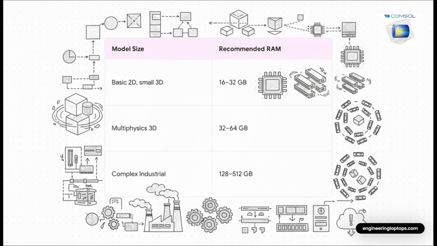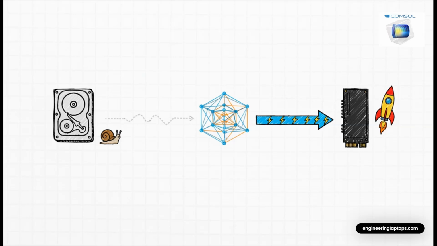And for those heavy-duty industrial simulations, you're going to want 128 gigs, maybe even more. If you've been getting those dreaded out-of-memory errors, I can almost guarantee you this is why. The third piece of our performance puzzle is storage.